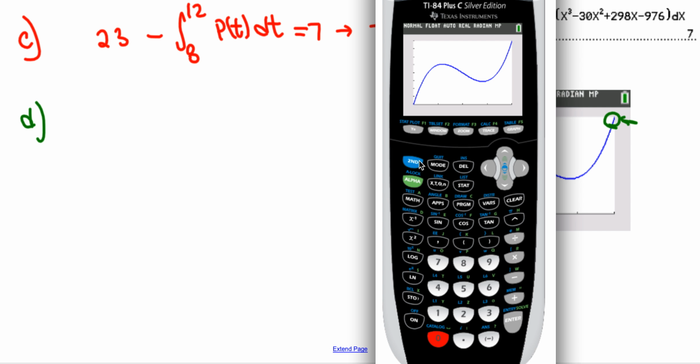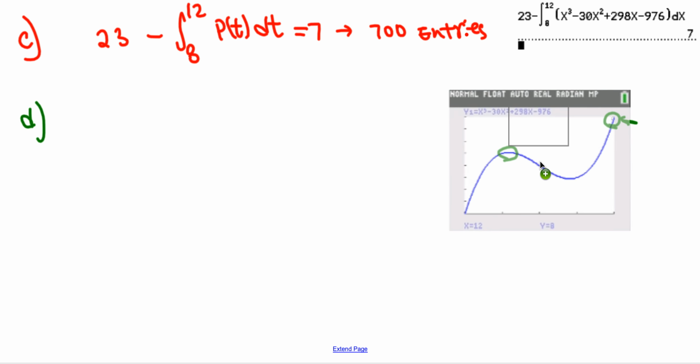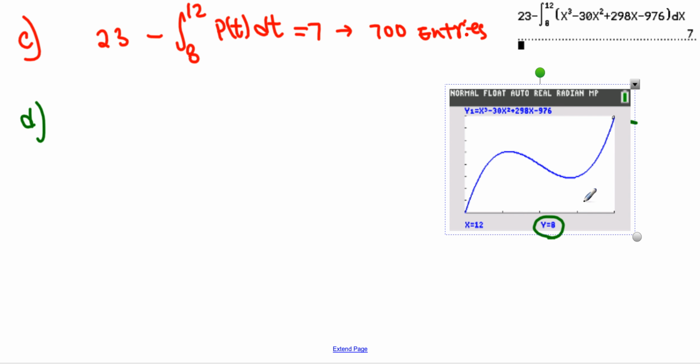Then to find the value, second, calc, value will be choice 1. And the x value that I'm looking for is 12. We'll see that the y value is equal to 8. So the x value is equal to 12.